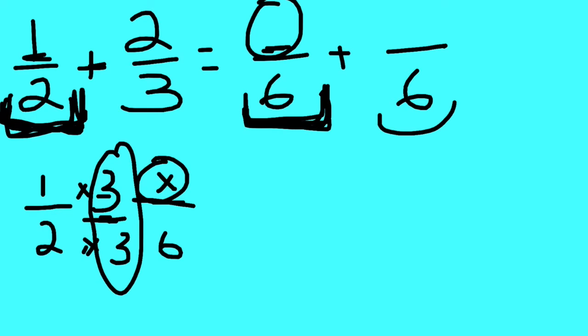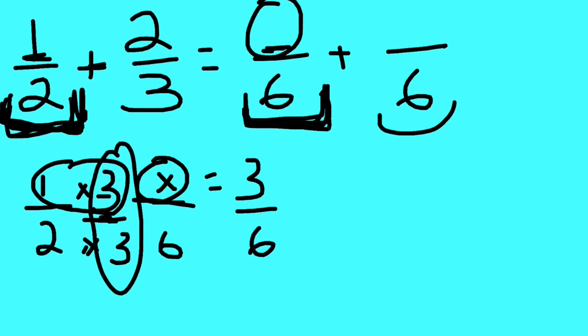So basically, over here, it's like 3 over 3 is 1. So if you have 1 over 2 times 3 over 3, then in the numerator you multiply 1 times 3, and you get 3, and then 2 times 3 is 6. So you get 3 over 6. So here's the thing. When you multiply any number by 1, you're not changing its value.